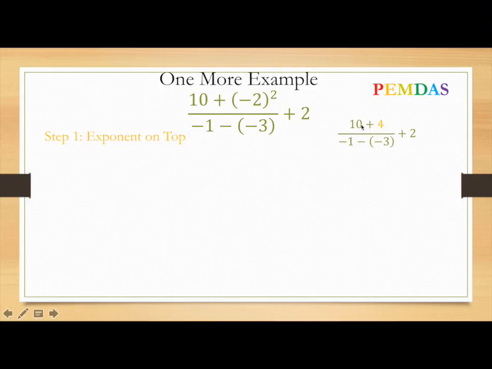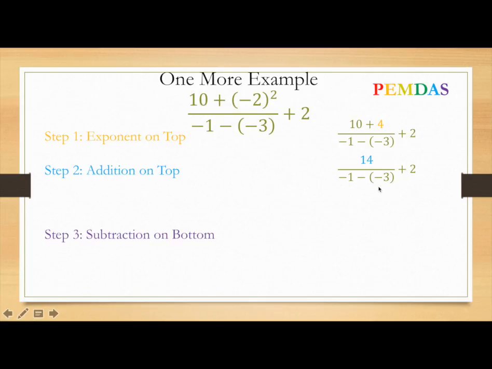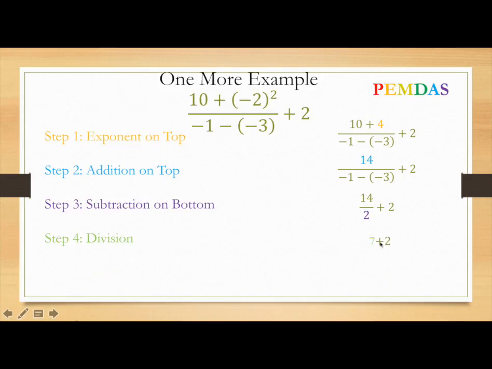Now we add on the top. 10 plus 4 is 14. Now let's move on to the bottom. Negative 1 minus negative 3 is 2. Now we can do division. 14 divided by 2 is 7. Lastly, we add. 7 plus 2 is 9.